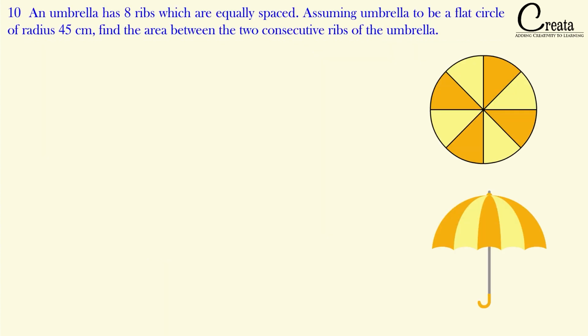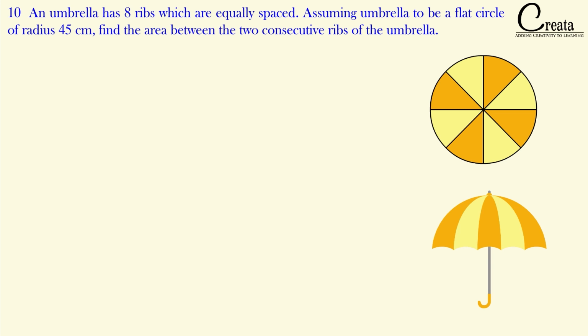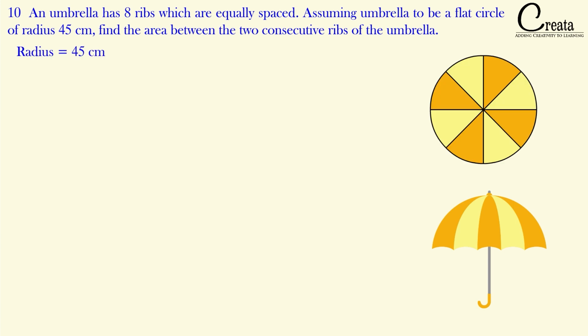Question number 10 is: an umbrella has 8 ribs which are equally spaced. Assuming the umbrella to be a flat circle of radius 45 cm, find the area between two consecutive ribs of the umbrella. So this is the question. Let's observe the question. In the question, an umbrella is given which has 8 ribs. These are the 8 ribs. These ribs are equally spaced. The top view of the umbrella is a circle with a radius of 45 cm. And we have to find the area between the two consecutive ribs.